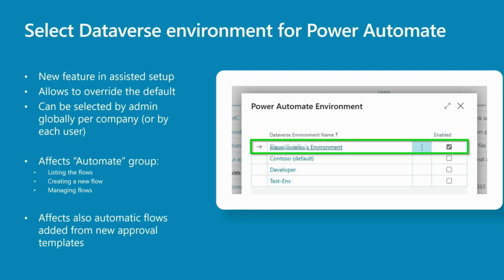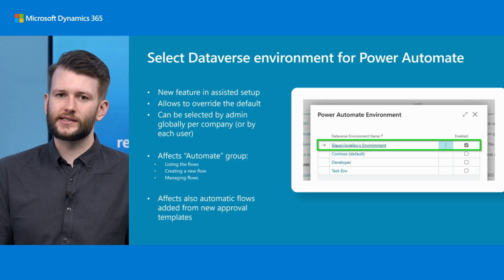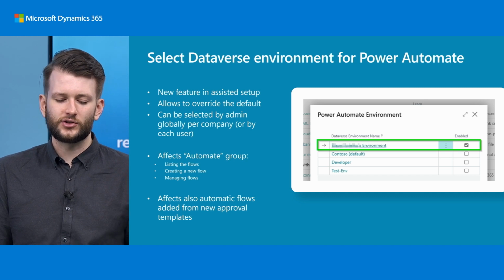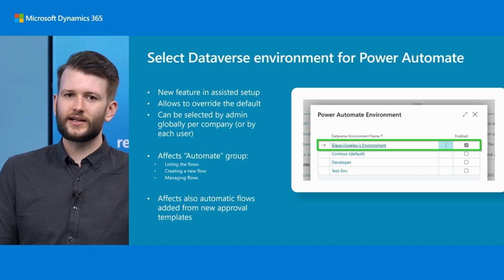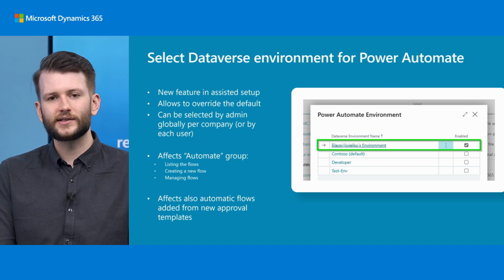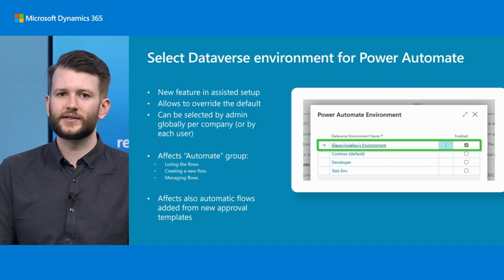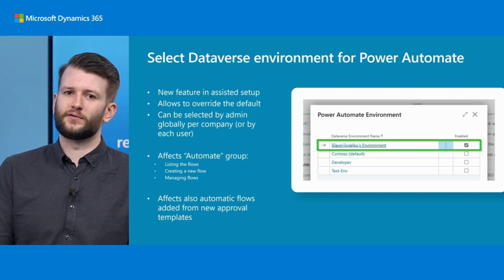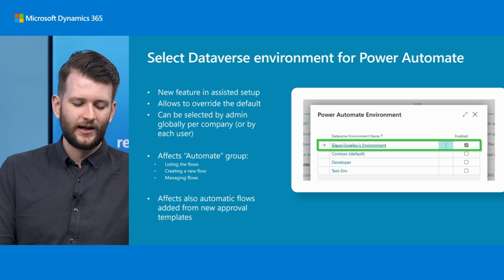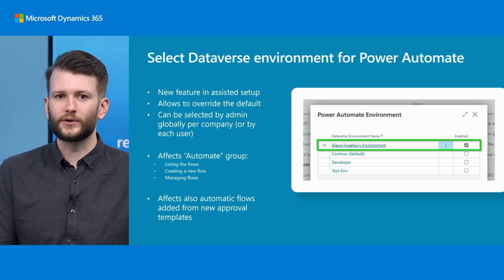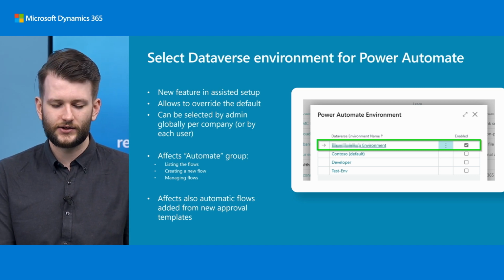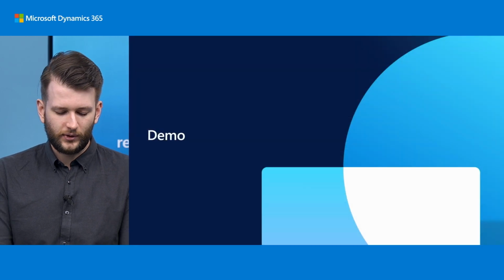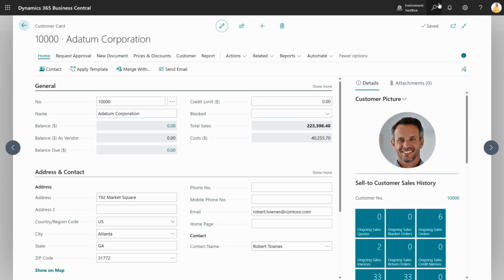The final thing that I want to talk about is the ability to choose which Power Platform environment you're connected to in Business Central. So we've introduced a new wizard in Assisted Setup to enable you to make this choice. And you can choose this setting on a global basis if you're the administrator, or on a per user basis if your users need to access different environments. And this choice affects the flows that are created in the Automate group, and also request approval flows which are created by the request approval action. So I'll just quickly show you how this works as well.